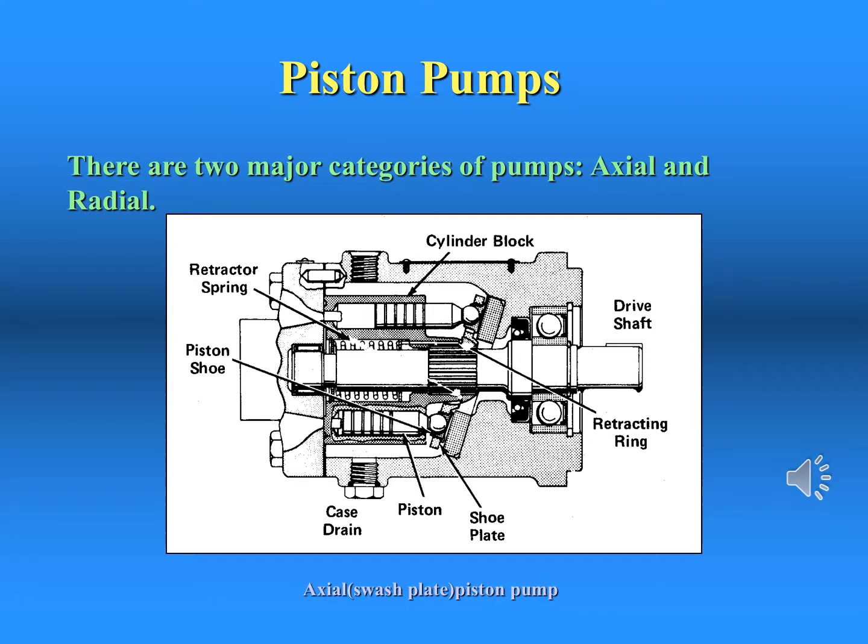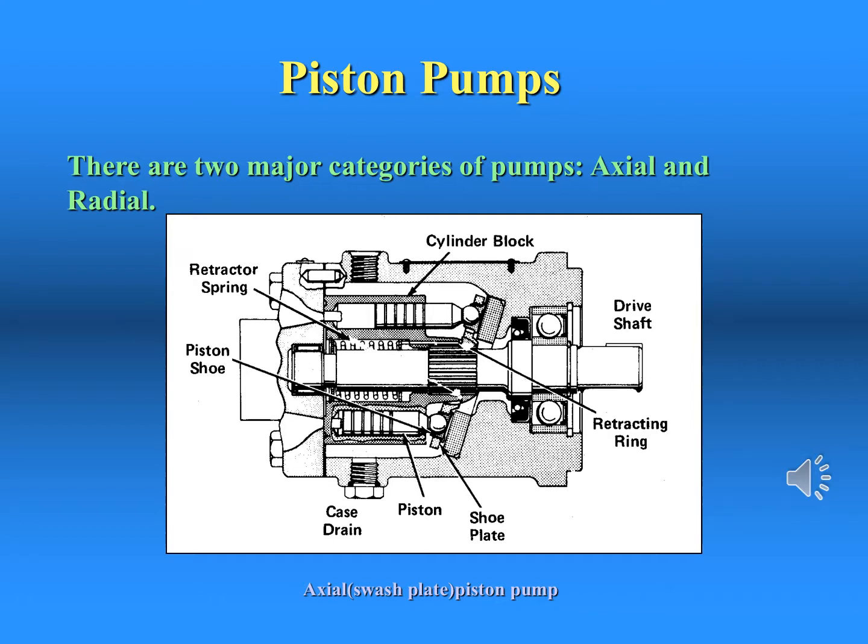This pump gets its name from the fact that the pistons move in parallel to the drive shaft axis. Pistons are contained in a barrel that spins. The barrel is splined to the drive shaft, which in turn is driven by the prime mover. The pistons are forced to move back and forth within the barrel as it rotates.